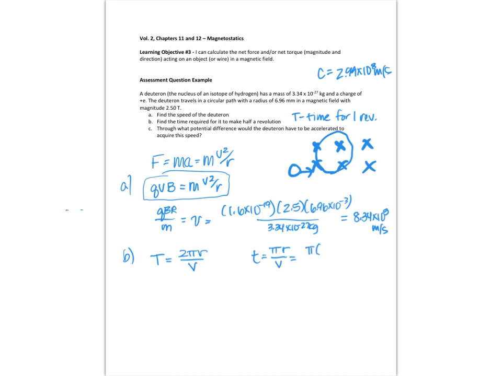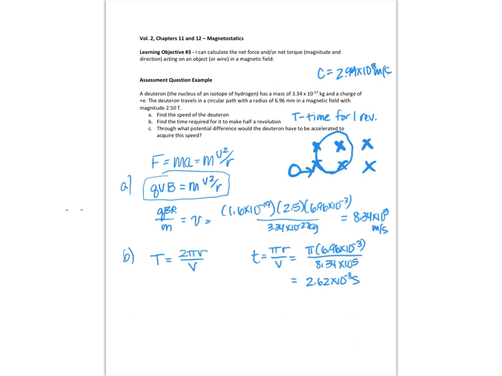So we've got pi times the 6.96 times 10 to the minus third. I'm going to use the velocity that I found in the first part. And my time ends up to be 2.62 times 10 to the minus 8 seconds. You might think, wow, that's really small, but looking at the numbers I have, the radius of this path is pretty small, measured in millimeters, and the thing is going pretty darn fast. So it seems okay.